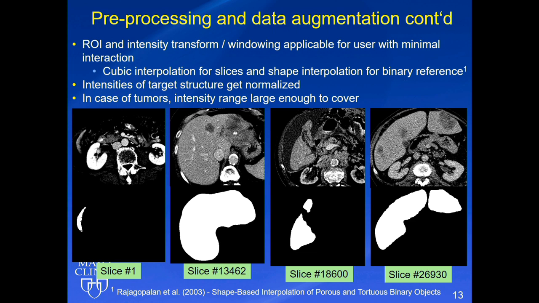Yeah, so there are some transformations. We use Lanczos interpolation for the slices, and Lanczos and cubic, and for the shape itself, for the binary reference segmentation, we use some shape interpolation to really conserve the binary shape of the regions and not get some decreasing values of the binary mask.